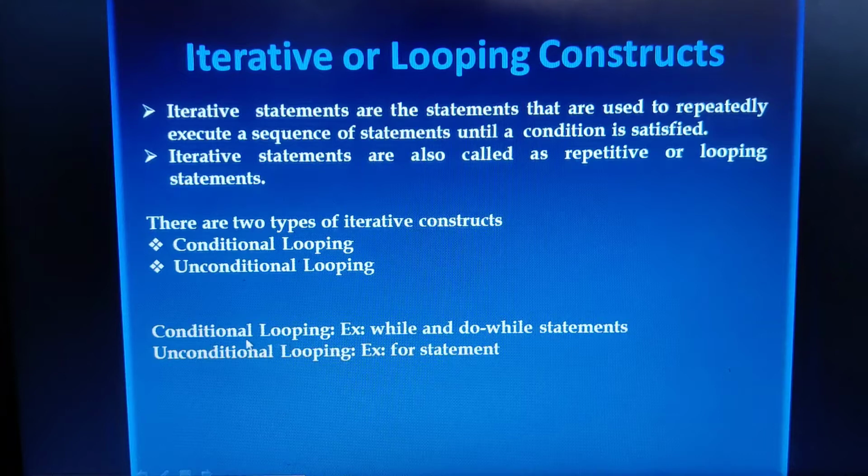So in conditional looping, we don't know well in advance how many times the statements have to be repeated, but in unconditional looping we know exactly how many times the loop has to be iterated. So these are the two different types of iterative or looping constructs we encounter. Moving on to the next discussion, that is the while construct.